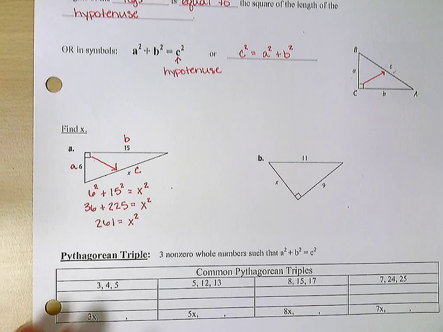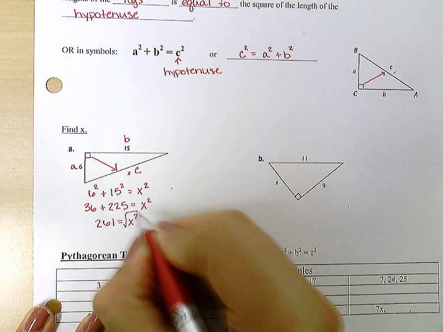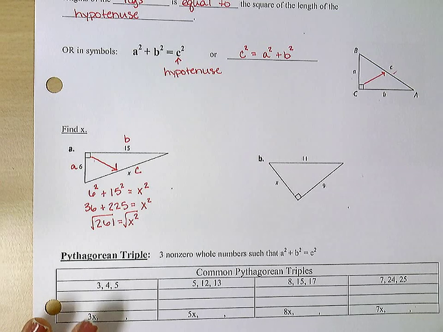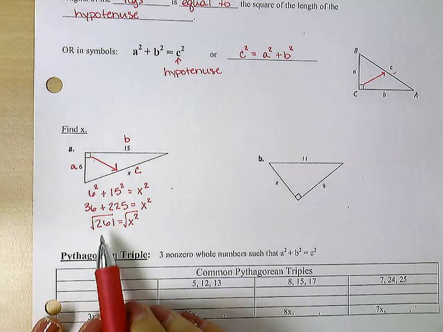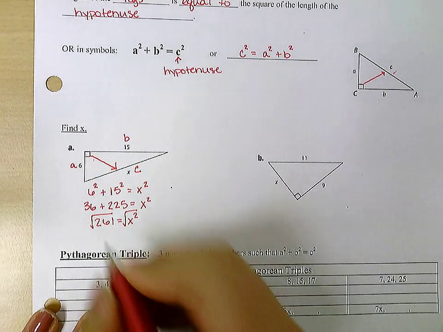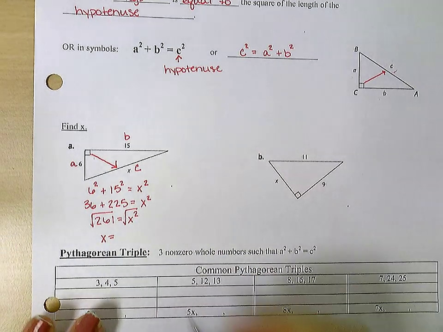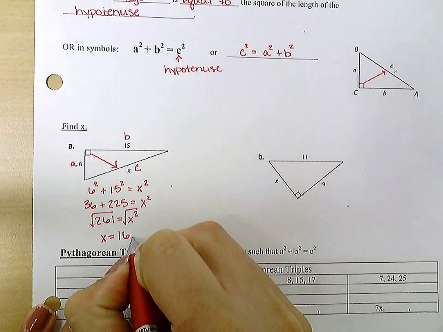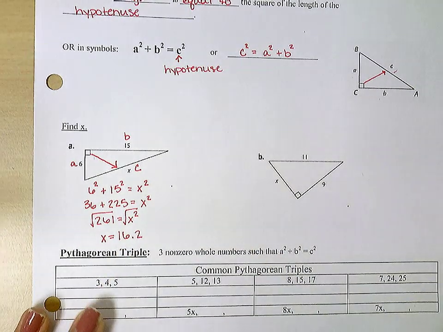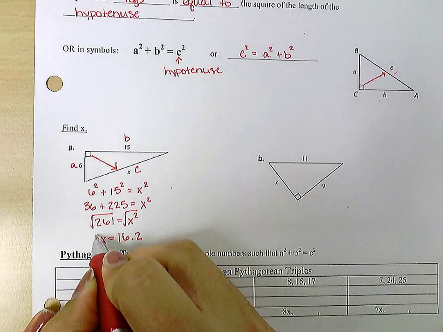Now to get x by itself, I do need to take the square root of both sides. Okay, so since I have an x squared value, to get x by itself, I'm going to take the square root of both sides. So in my calculator, I can type in the square root of 261. And you will get a decimal. Okay, so you get about 16.2. Do you just want us to round then? Yep, you can just round.